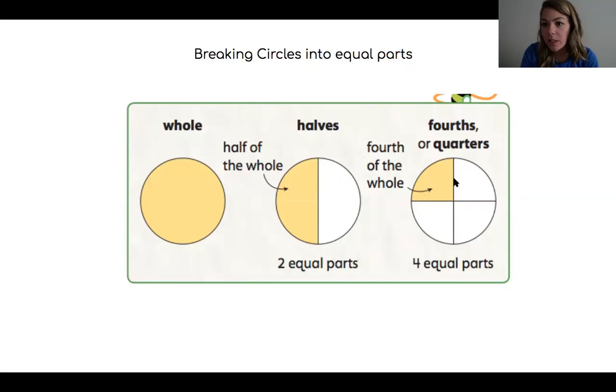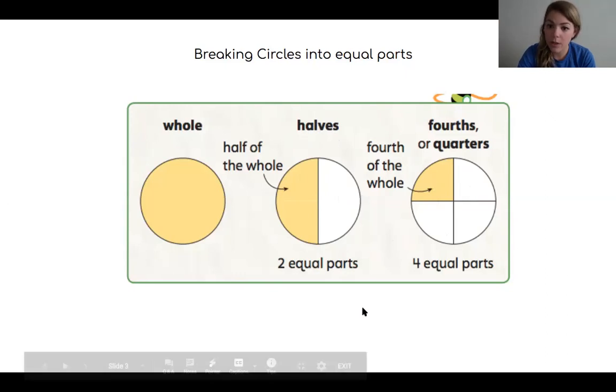And then just like we saw on the last slide, this is quarters. 1, 2, 3, 4. 4 equal parts. So that would be a good way to share if you had like 4 friends over and you wanted to share your pizza or your pie and you wanted to put it into 4 equal parts. That's how you would want to share. So that's how you break circles into equal parts: whole, halves, quarters, or fourths.